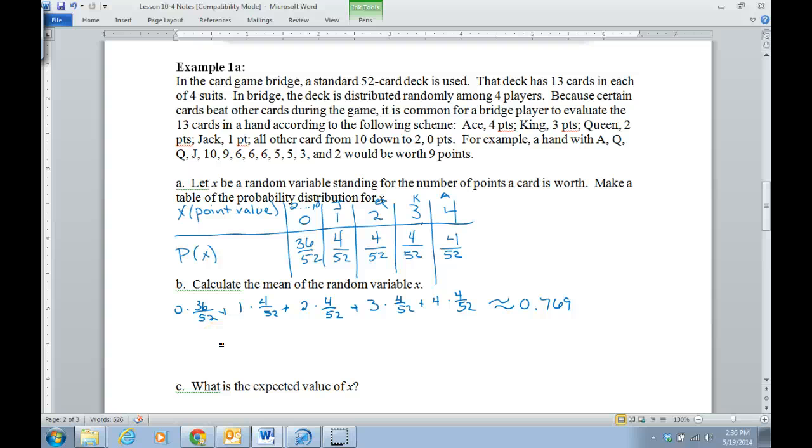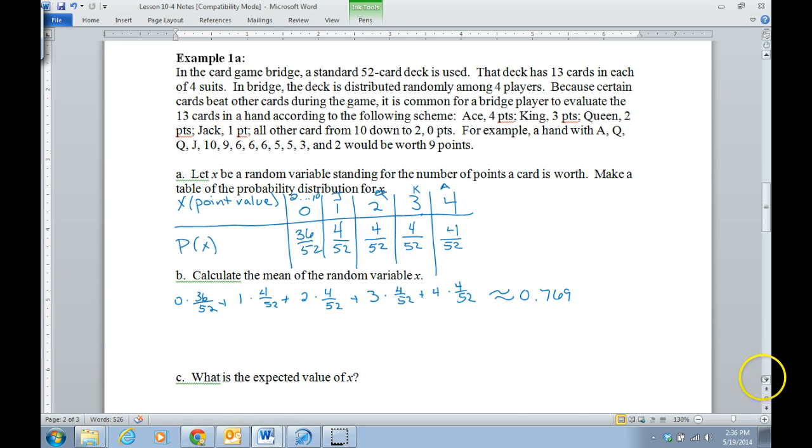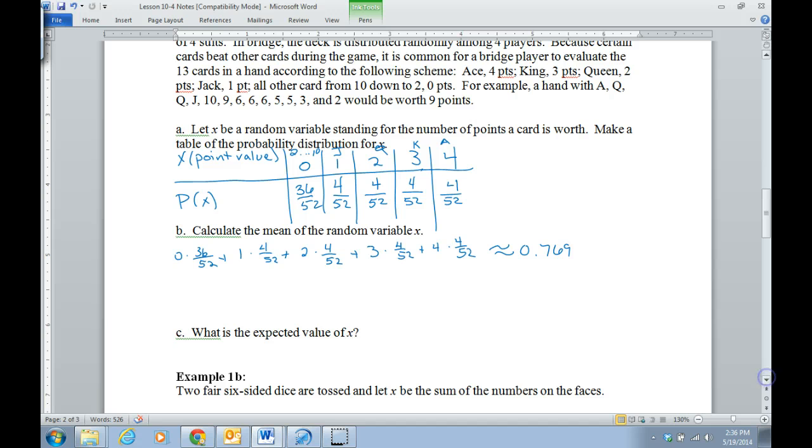So it says, what is the expected value of x? What exactly does this mean to us? Okay, this is saying the value you would expect for any chosen card over the long term, over the long run.